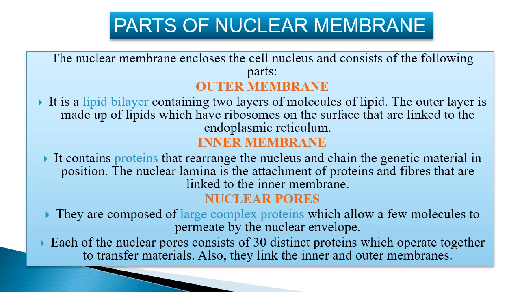The nuclear pores are composed of large complex proteins which allow a few molecules to permeate the nuclear envelope. The nuclear pores are octagonal in shape and have a diameter of 600 angstrom. These are enclosed by circular structures known as annuli.